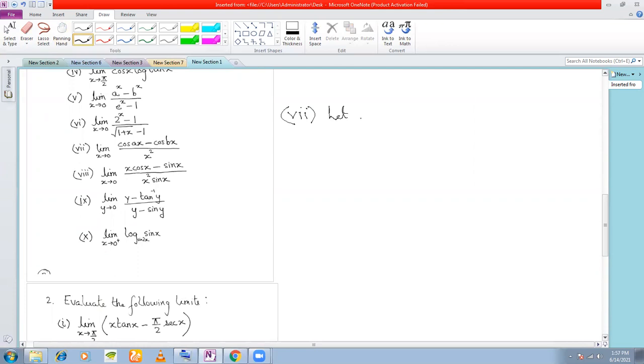The next problem here is limit x tends to 0, (cos ax minus cos bx) by x square. Now, first of all, if you put x equal to 0, you're getting a 0 by 0 form, right? So we'll differentiate.